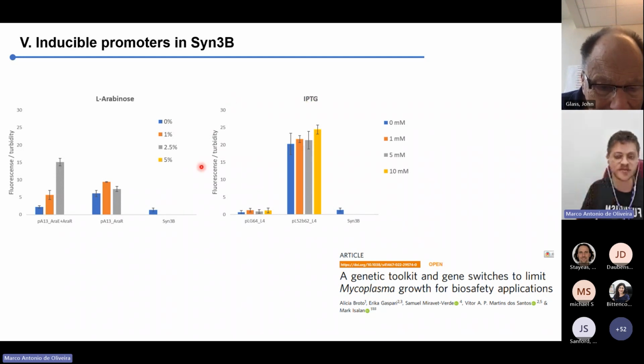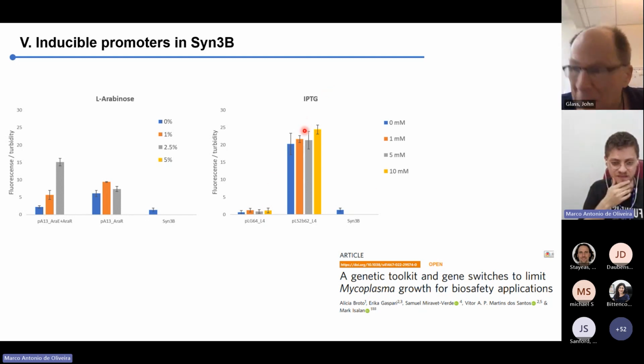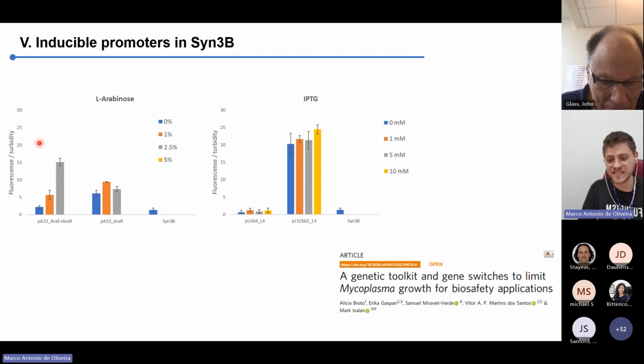And since John likes negative results exposed: the IPTG ones had very different behavior from one another, but none of them worked. One was very leaky, even in the absence of inducer, and the other one had no effect. The one that shows the dose response behavior we expect from an inducible promoter is this arabinose-induced one, with the permease and the effector.